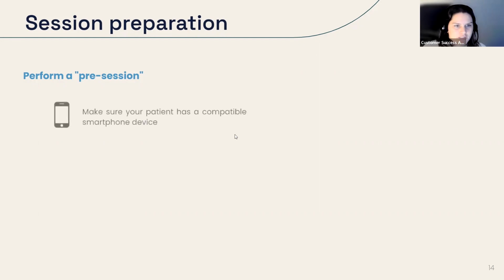First, perform a pre-session. This point is very important if the VR device that the patient will use is their own, for example, their smartphone with the Amelia app installed. So first, make sure that your patient has a compatible smartphone device. For example, that it has enough memory and that it can correctly download the Amelia app. This can be done when the patient decides to register for the group sessions. In our help center on the platform, you will find an article on the minimum requirements for using the Amelia app on a smartphone.